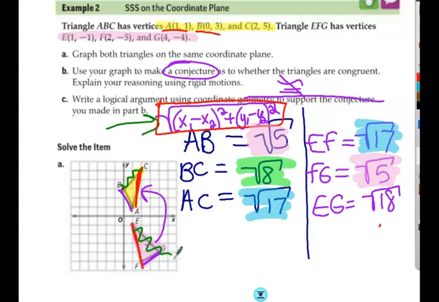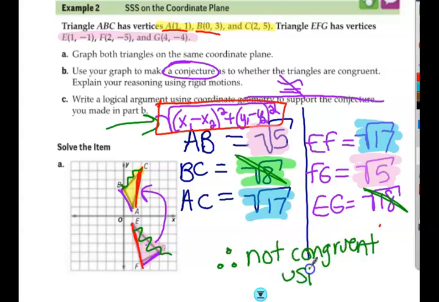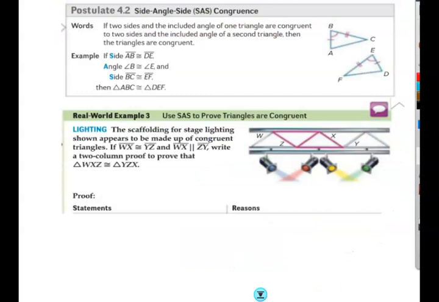Therefore, you cannot use SSS, and that proves our conjecture. All right, so because B and C are a no-go, they are not congruent. Okay, so you could write these 3 dots, meaning therefore, they are not congruent using SSS. Okay? All right.